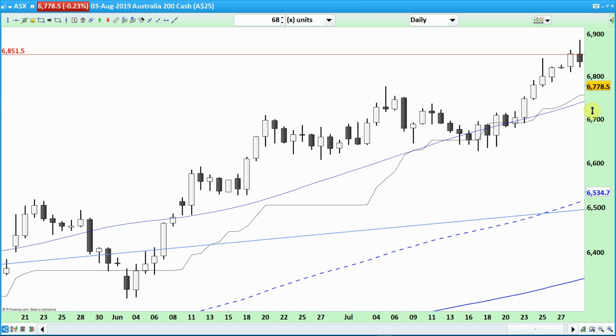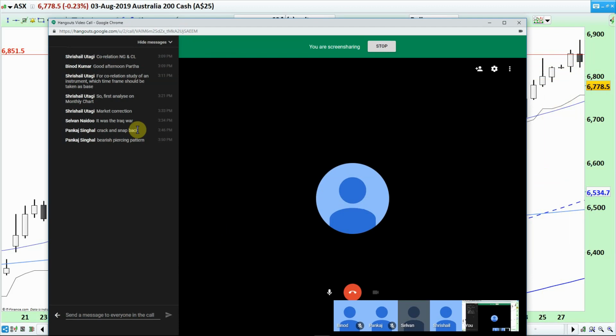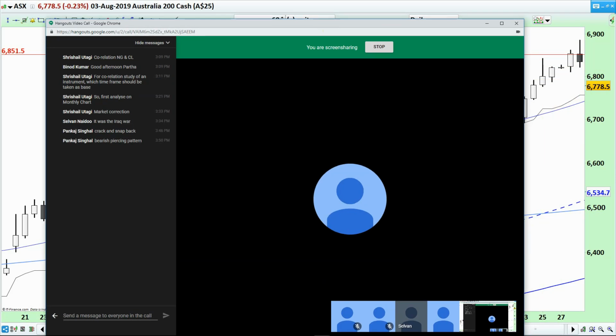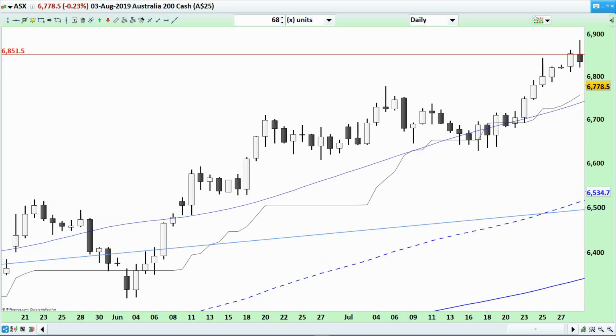I don't know what the words are. A shooting star should be a doji. So this is a bearish piercing. Pankaj is, I think, relatively close. The name is not important. He's saying bearish piercing pattern. Name-wise, it's a dark cloud cover, but we can say bearish piercing, because the opposite of dark cloud cover is bullish piercing, and the opposite of bullish piercing is dark cloud cover. So that is a dark cloud cover. Thanks Pankaj, and thanks Selvan.